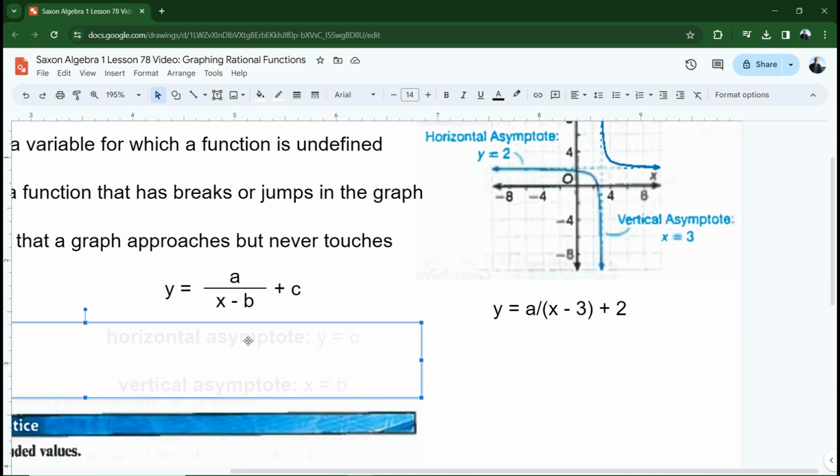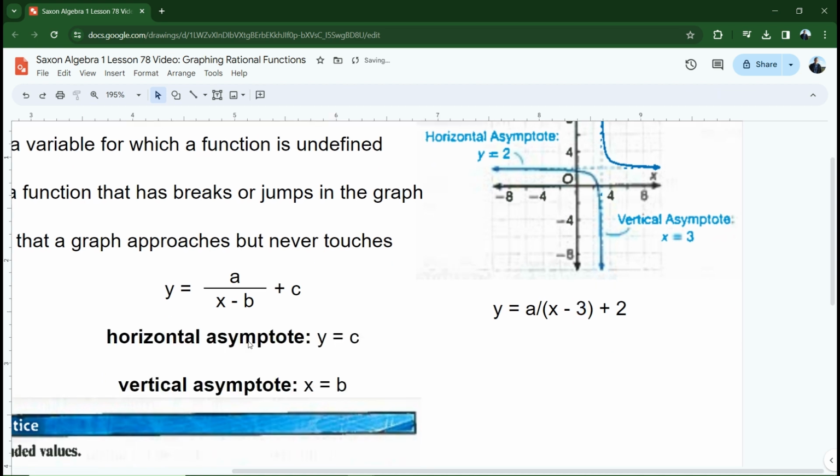So here's what I'm saying. You can write out the equation for your horizontal asymptote by writing another equation. So I have my initial equation, my rational function equation. I'm going to write a separate equation that is a line, a horizontal line at C. What do I plug in for C?